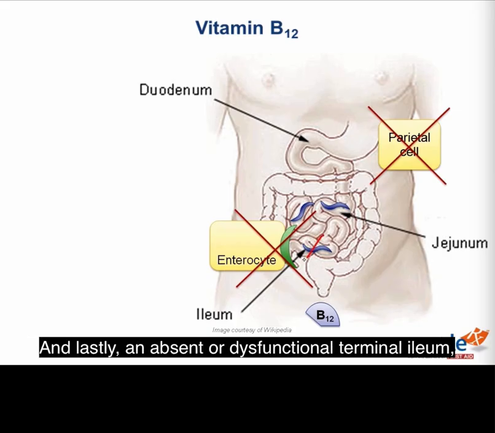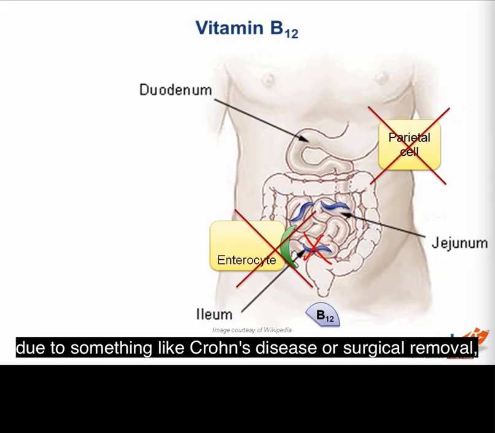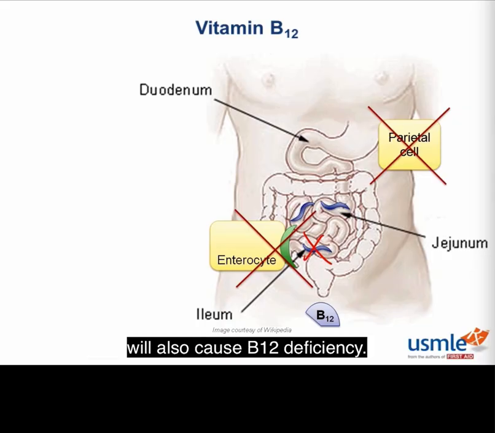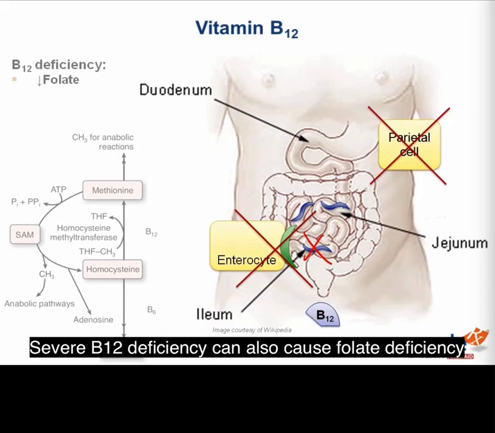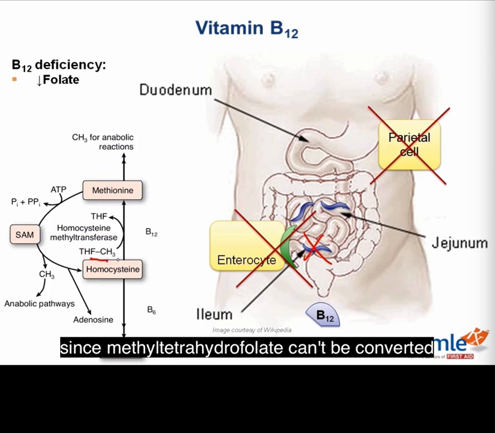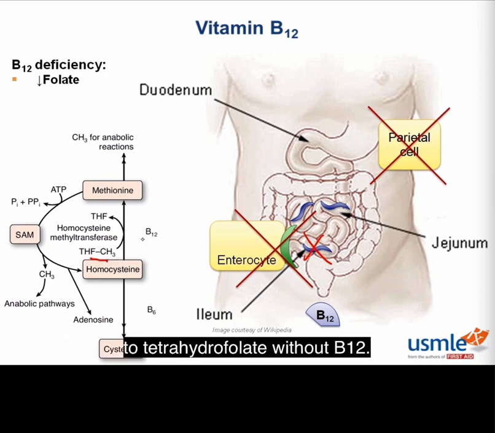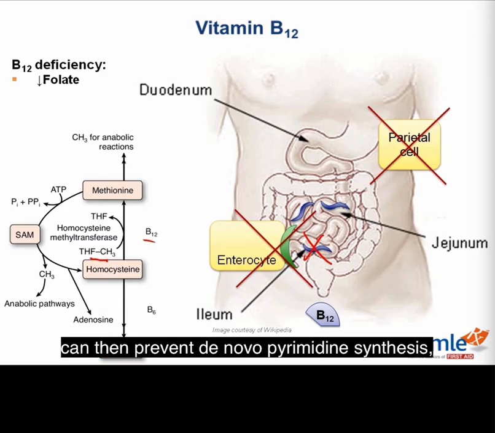And lastly, an absent or dysfunctional terminal ileum due to something like Crohn's disease or surgical removal will also cause B12 deficiency. Severe B12 deficiency can also cause folate deficiency, since methyl tetrahydrofolate can't be converted to tetrahydrofolate without B12. This folate deficiency can then prevent de novo pyrimidine synthesis, which is described at the beginning of this chapter.